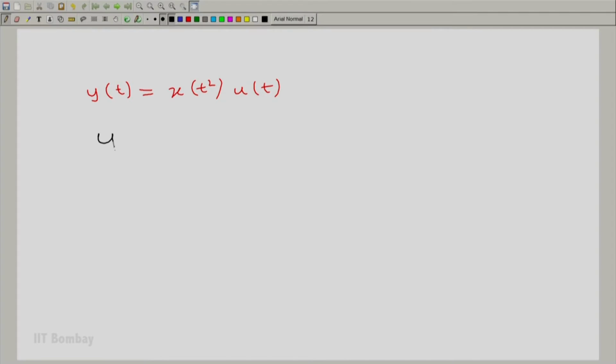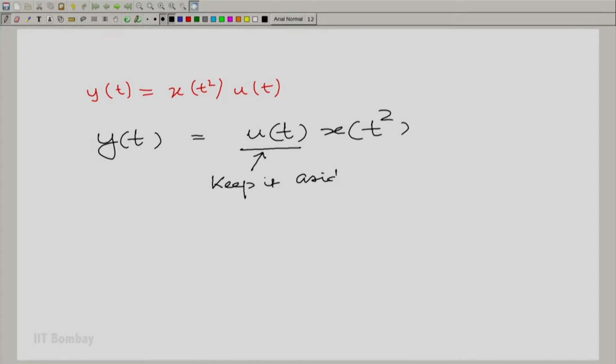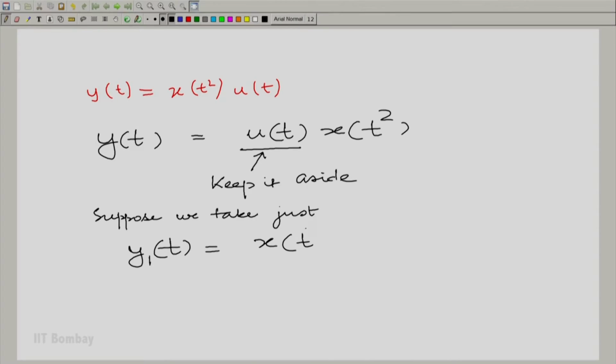It says y of t is, in fact, let me put u of t first, followed by x of t squared. Now, let us forget about the u of t for the moment. Suppose we took y of t, so I will call it y1 of t. y1 of t is x of t squared. Now, what does this really mean?